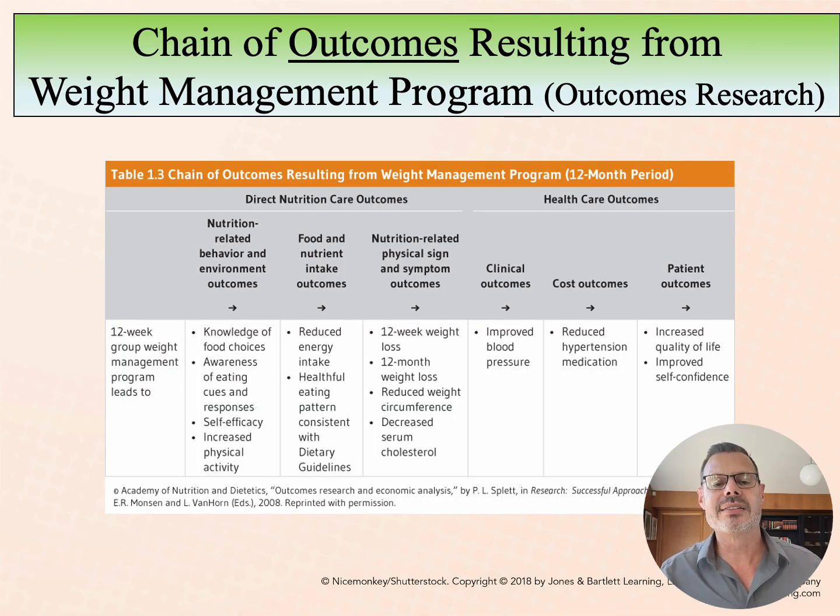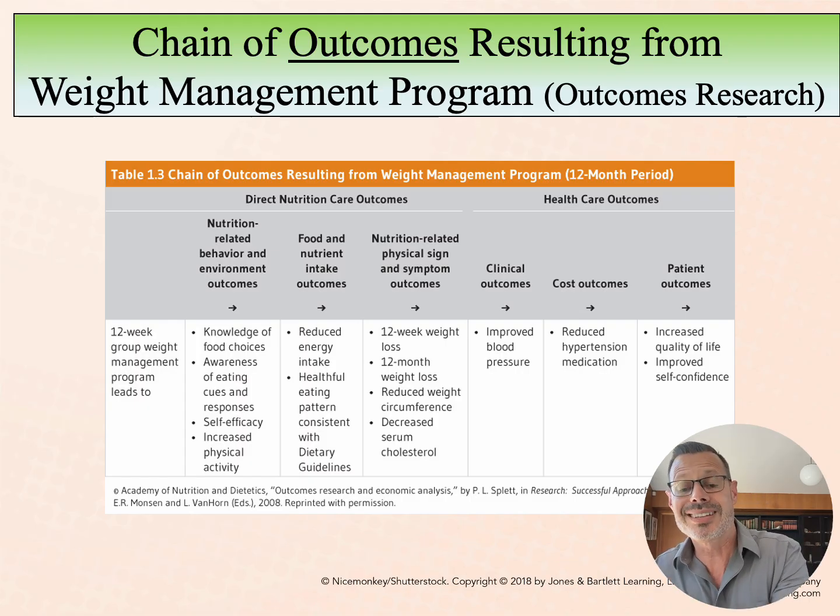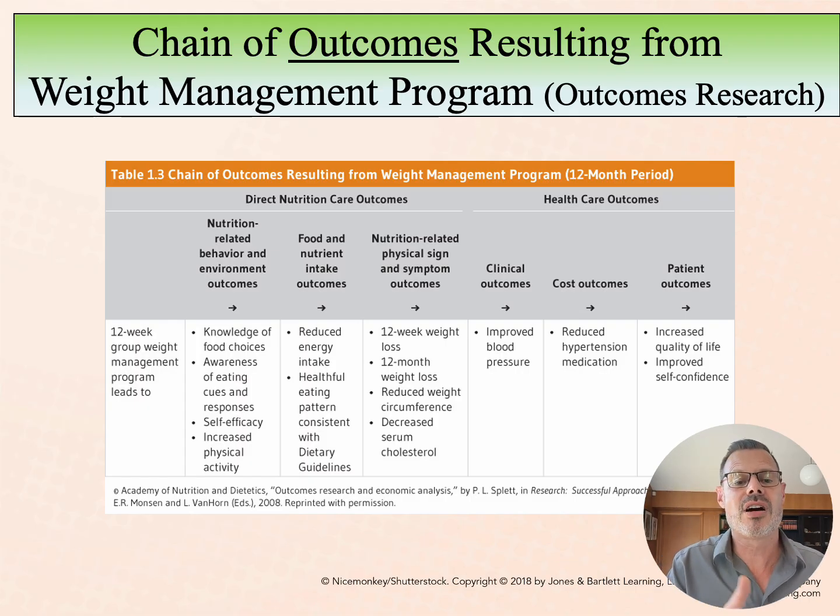I think this is a really great example in your book, right? It talks about the chain of outcome results. So how does that move from that theory, that test, right, that study, into how does that change a person's life? So they talk about a 12-week group weight management program that leads to knowledge of food choices, right, awareness of eating and cues, self-efficacy, right, increased physical activity. And we put all that under nutrition-related behavior and environmental outcomes.